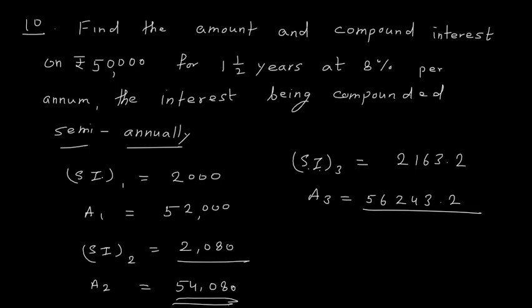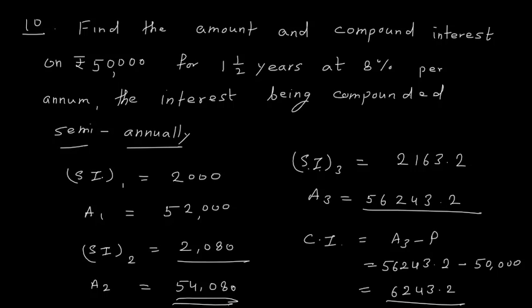This is amount. And if I want to find compound interest, it will be A3 minus P. So this is 56,243.2 minus initial amount 50,000. So this gives me 6,243.2. This is my compound interest, rupees 6,243.2.